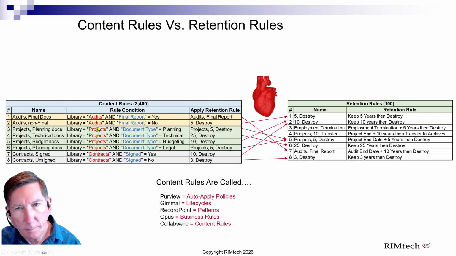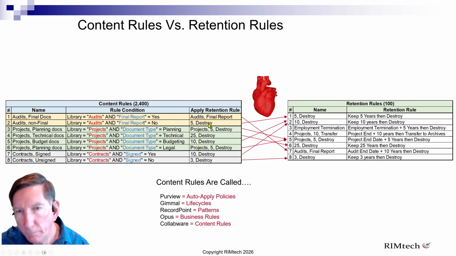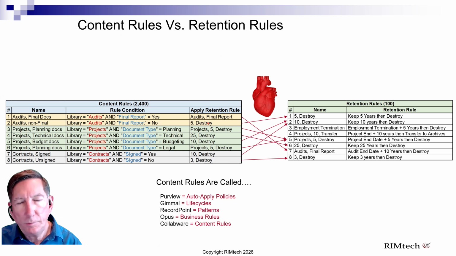So here we have one library, 2 content rules, 2 different retention rules being applied to the content of that library. One retention rule is applied to a single document. The other 999 gets a different retention rule. All is good. Now we've got that library accounted for. Let's move on to projects.